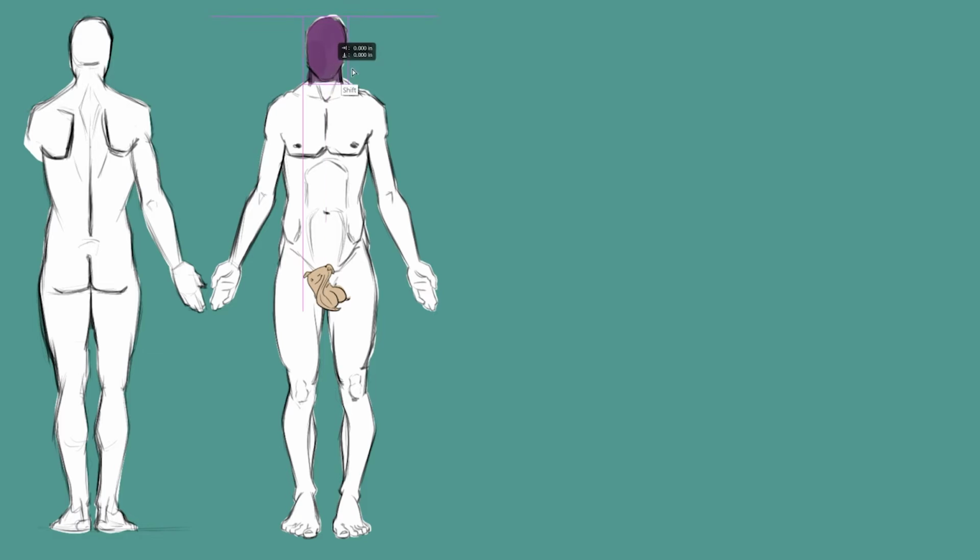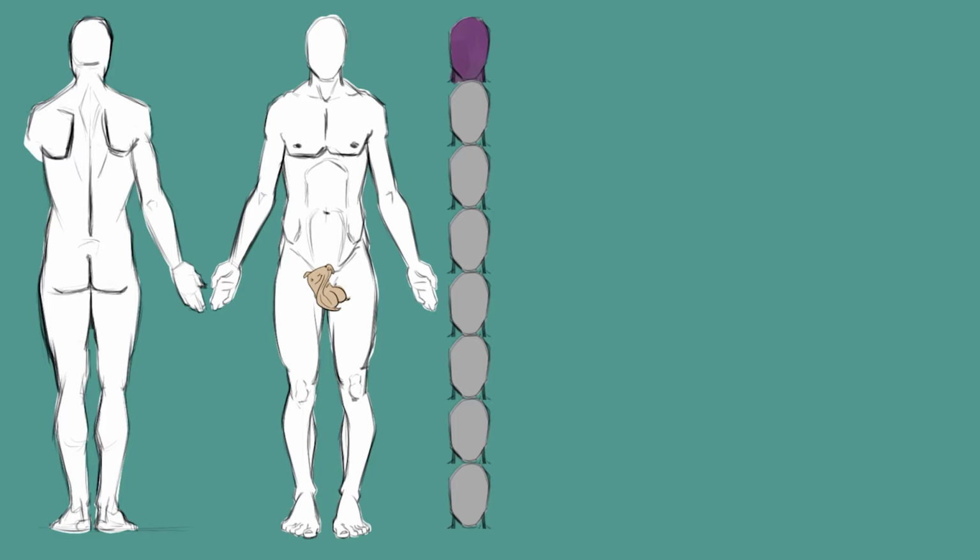Okay, so jokes aside, if we move this head over, we can now use this head as a unit of measurement. With a male figure, you're going to have an average of 8 heads tall. As you can see, I have 8 heads stacked here, and that is just as tall as my figure. Now, these don't just mean that you stack 8 heads and you have a figure, they actually line up with certain points of the body.